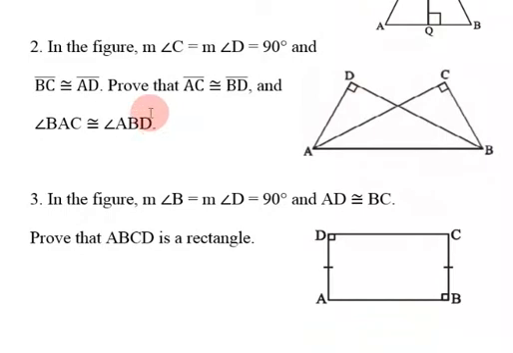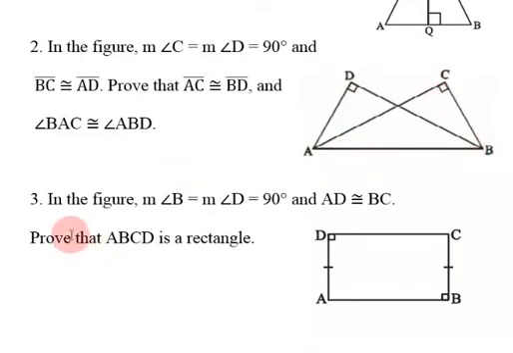Okay, in the second question, in the given figure, the angle C is congruent to the angle D and both are equal to 90 degrees, means they are right angles, and the side BC is congruent to the side AD, and we have to prove that the AC side is congruent to BD and the angle ABD is congruent to the angle BAC.